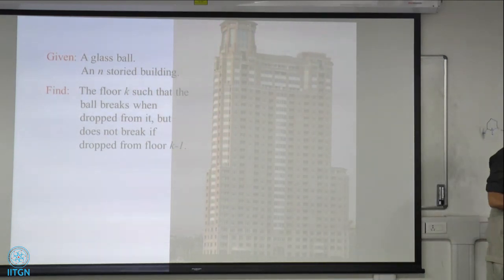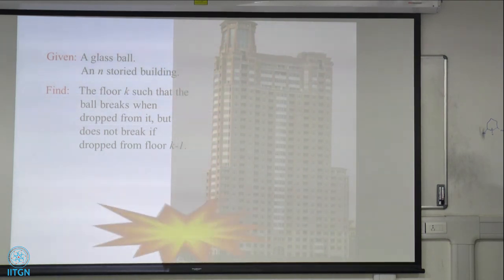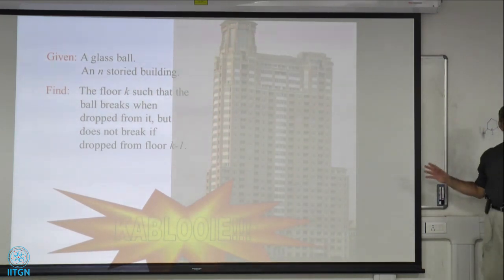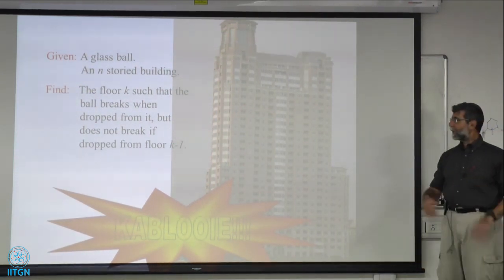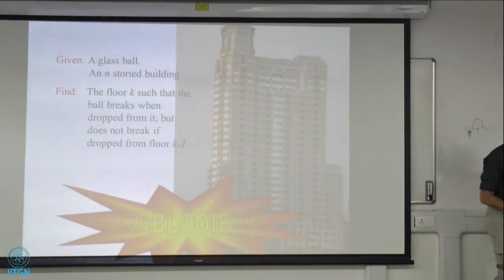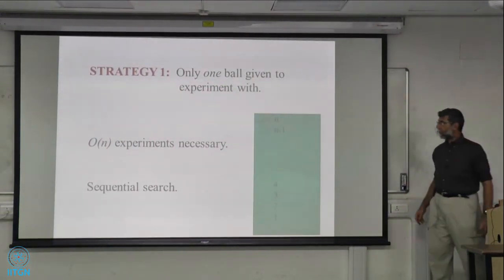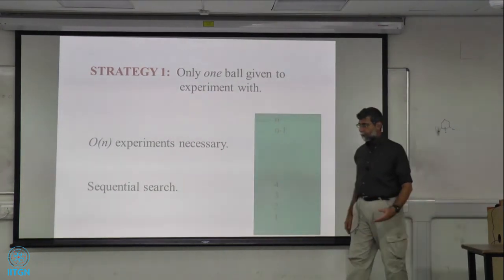So pictorially, you throw it from K minus 1 and everything is good. You throw it from K and kablooey. So the ball shatters to smithereens and it's no good. So that's what we need to know. Okay, so now, how does he test it?